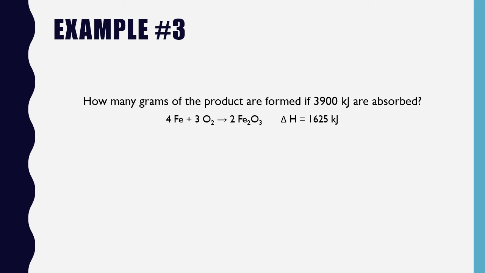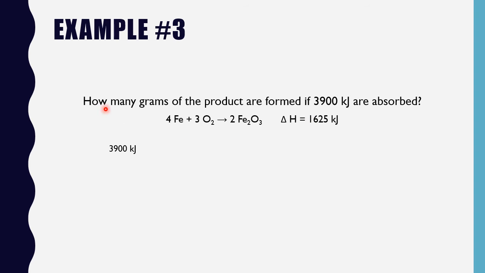Example number 3. How many grams of the product are formed if 3,900 kilojoules are absorbed? Now, notice that in the first two examples that we just worked with, we either started with grams or we started with moles. But in this example, I'm starting with kilojoules. That means that I'm going backwards. So this is the same steps of example 1 and example 2, but backwards. So I'm starting with 3,900 kilojoules. And those 3,900 kilojoules, I use the delta H per the moles.